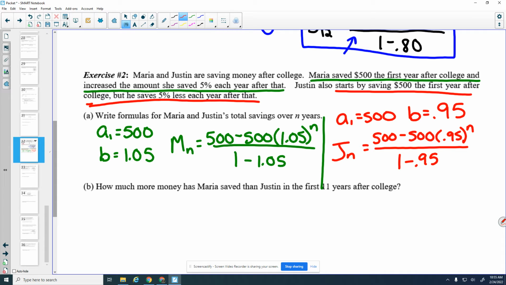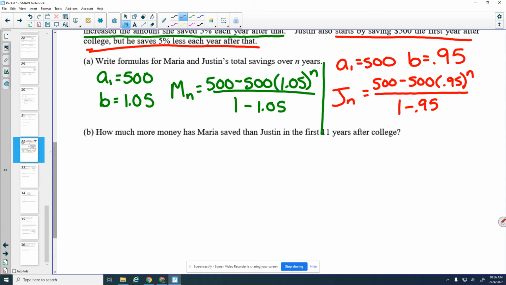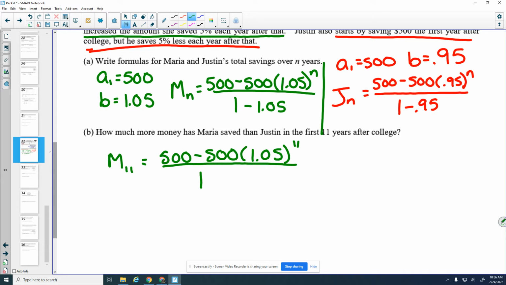So now we're going to use those two functions to answer a question. How much more money has Maria saved than Justin in the first 11 years after college? So we are going to find m sub 11 or j sub 11 and compare them. So plugging in an 11 for n in each of the equations.